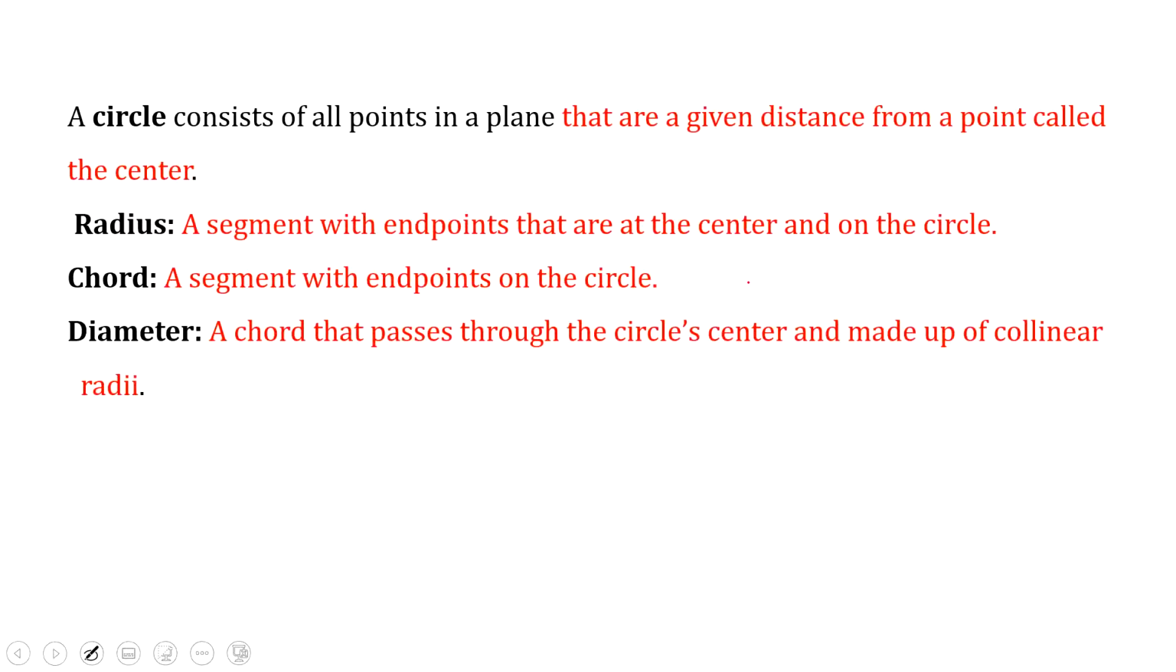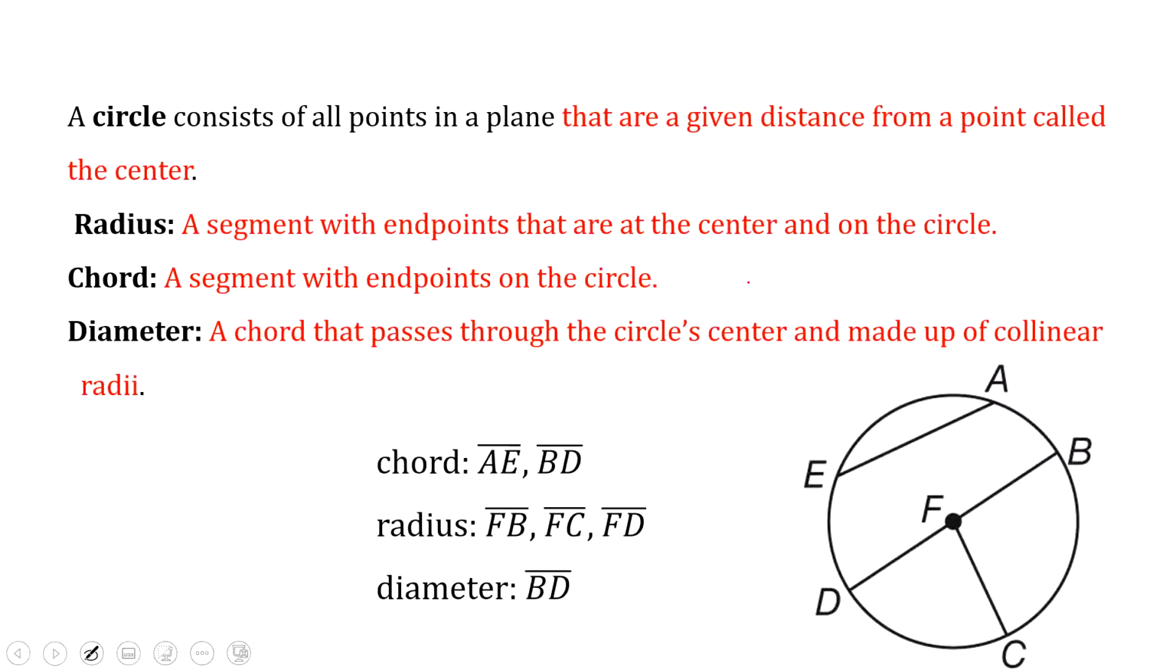So remember, we started off with circles. A circle consists of all the points in a plane that are the same distance from a given point, the center. So I think we all know what a circle is. The radius is that segment with endpoints on the center and the outside edge of a circle. Pretty sure we all know what the radius was.